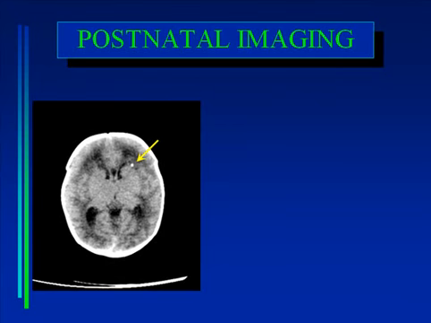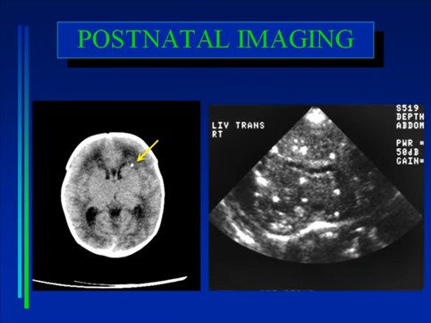There were calcifications within the fetal head on postnatal CT scan, and postnatal ultrasound showed that the calcifications were actually located within the liver parenchyma, as we see here, as well as within the spleen, rather than being in a peritoneal distribution. And this fetus proved to have CMV infection.